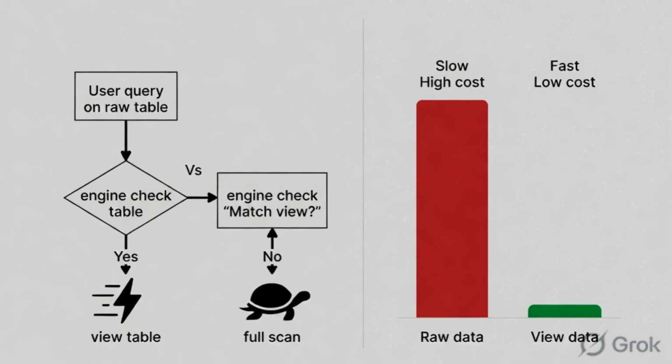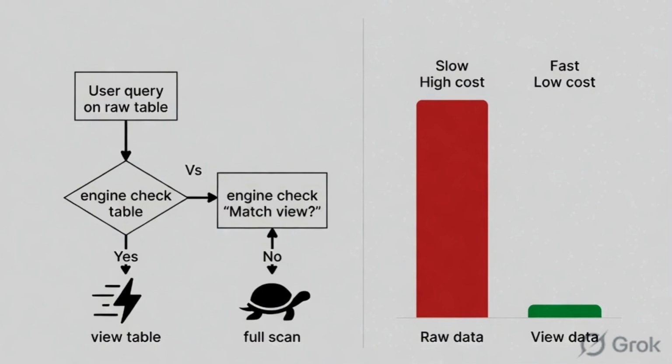On the right, performance bars tell the story. Tall red bar for raw, slow, high cost, full re-aggregation every time. Short green bar for view, fast, low cost, pre-computed and incrementally fresh.